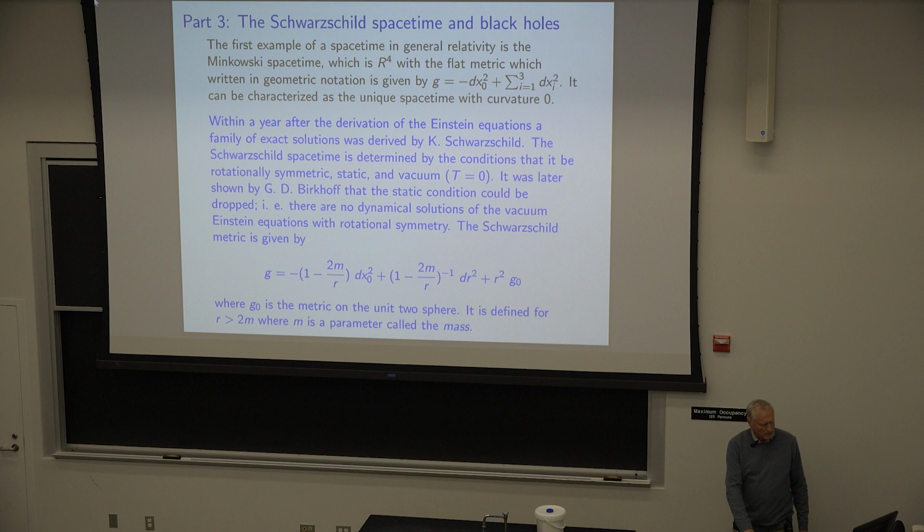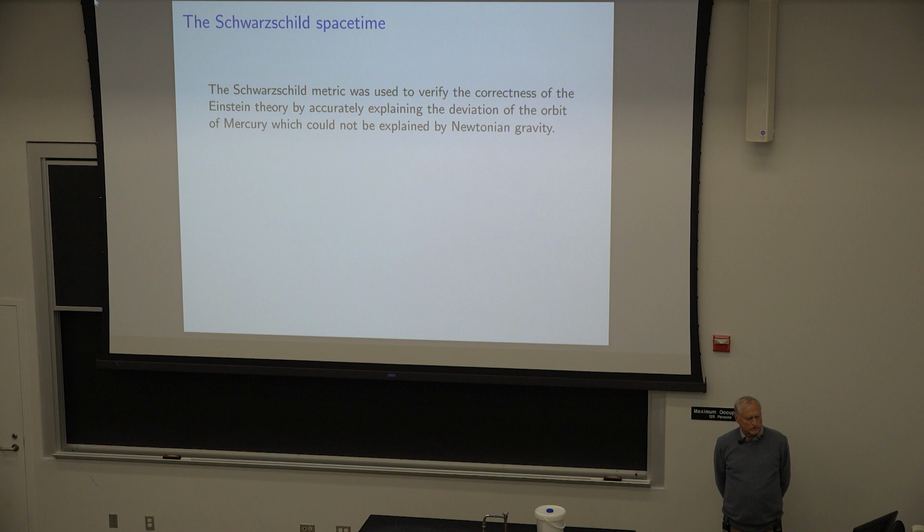Okay, and so the Schwarzschild metric was very quickly used to justify general relativity in the sense that using the geodesics, the time-like geodesics in Schwarzschild in place of the ordinary ellipses that occur in the Newtonian two-body problem, the theory was immediately able to explain the deviation of the orbit of Mercury, which is the planet closest to the Sun, which had been observed in the 19th century but couldn't be explained by Newtonian gravity.